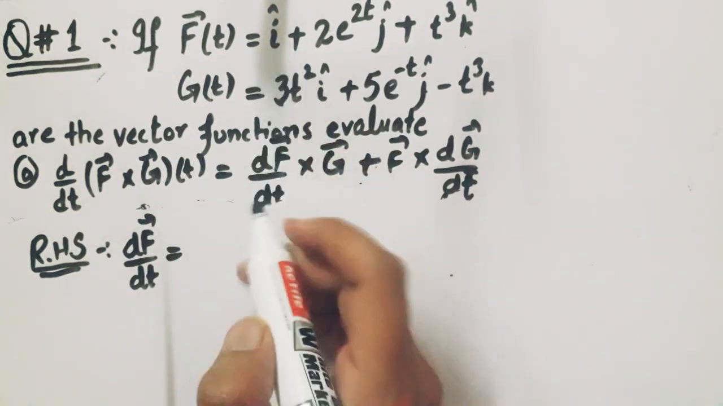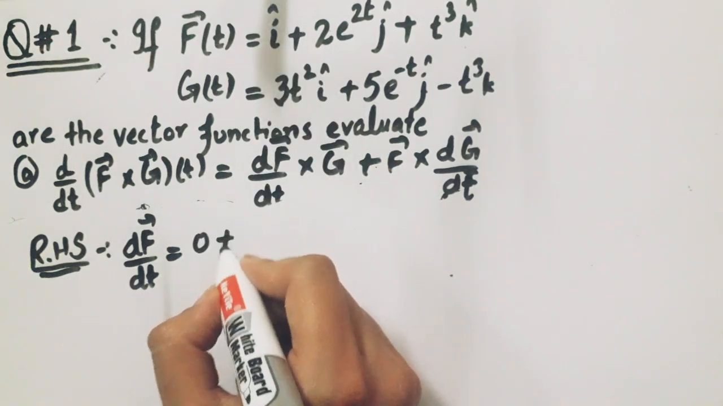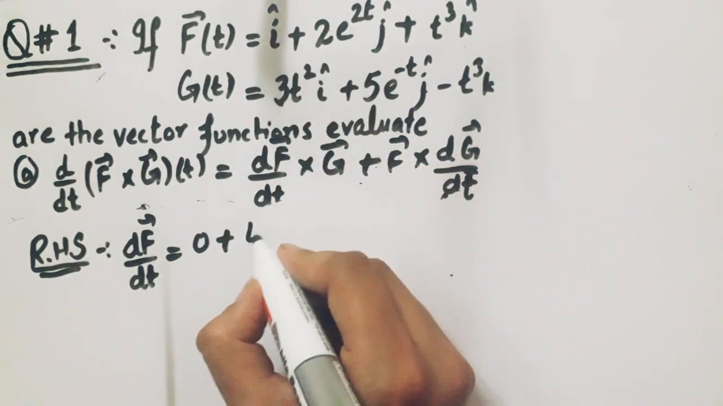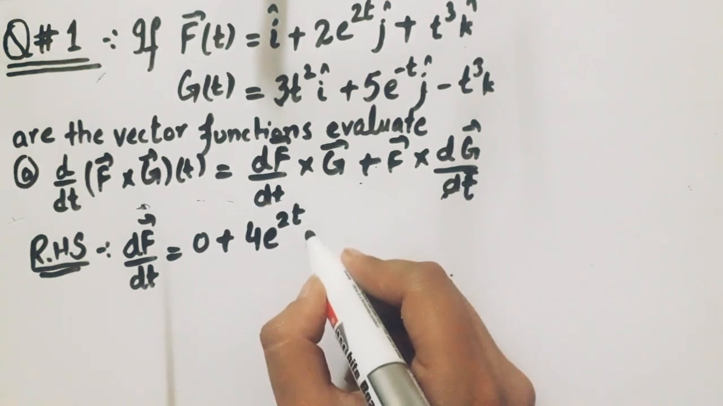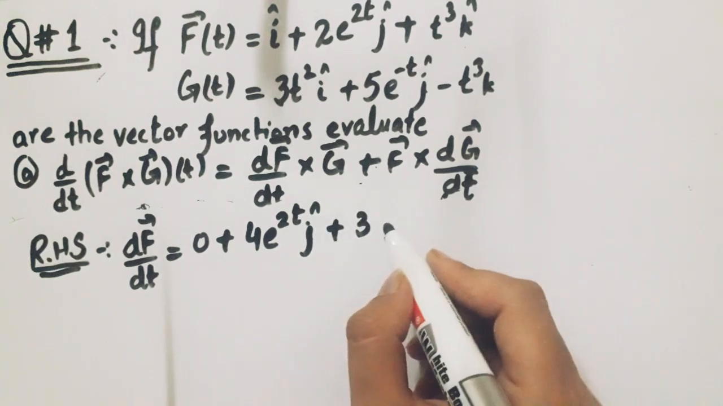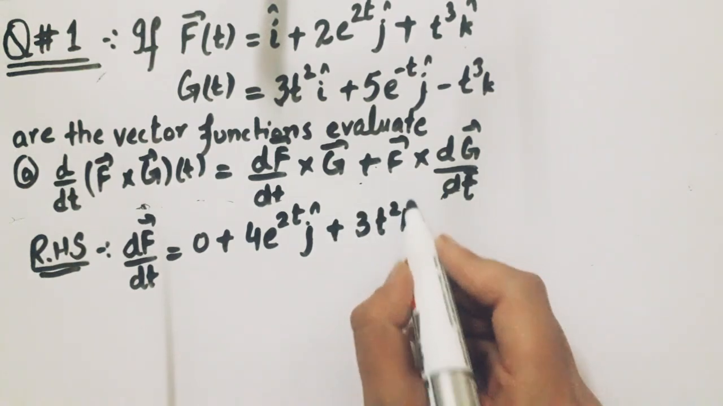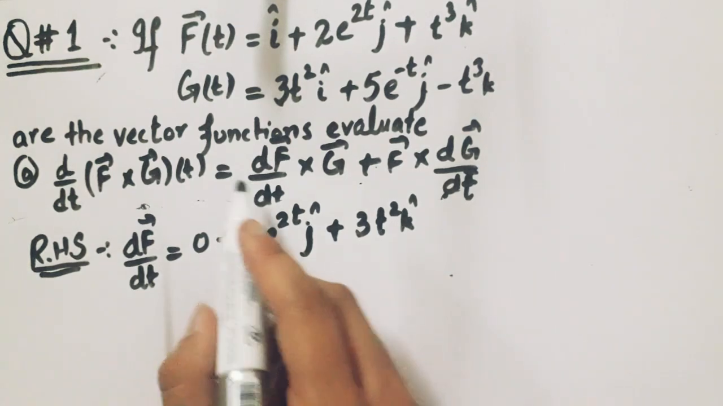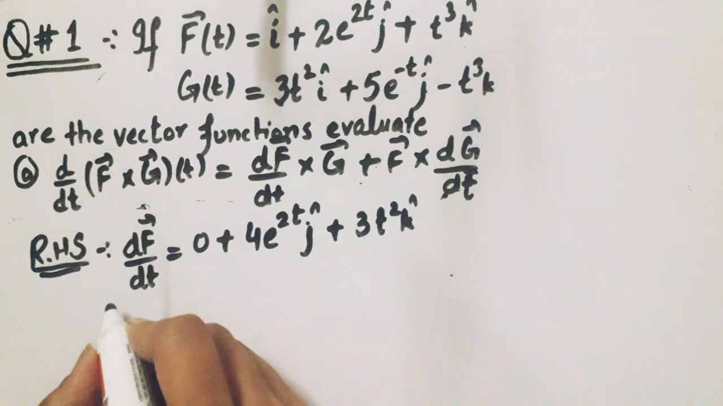I will be 0 because no t is present here. So 0 plus 2 multiply 2, 4 e raised to power 2t j unit vector plus 3t square k unit vector. Now we have to take the cross product with g of this.